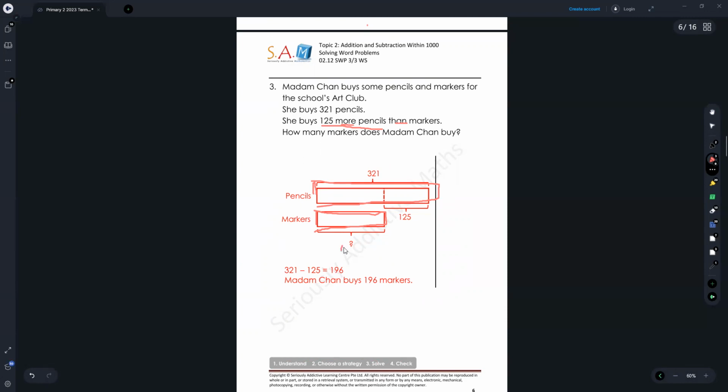Where is it? Some may put 125 here, but you tell them no, it's actually 125 more. It's not 125 markers. They need to see that. Then they realize, oh, I'm supposed to find out how many markers there are. That's why this is the question mark, and the "more than" is the difference. More than, fewer than is always the difference. You can explain that to them.